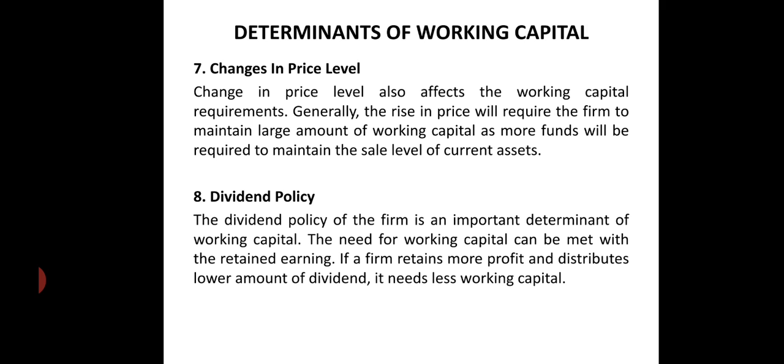How is a company going to pay dividends to its shareholders? They can pay a dividend in different forms. If the company wants to pay dividend in cash, it has to maintain more working capital. If the company pays dividend in the form of bonds, it has to maintain less working capital. The dividend policy of a company has a direct influence on the amount of working capital.